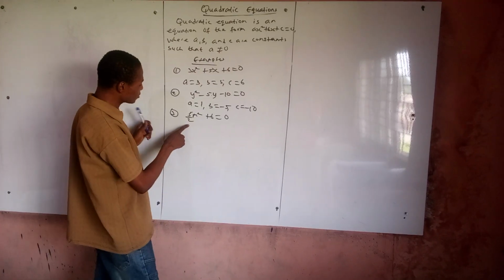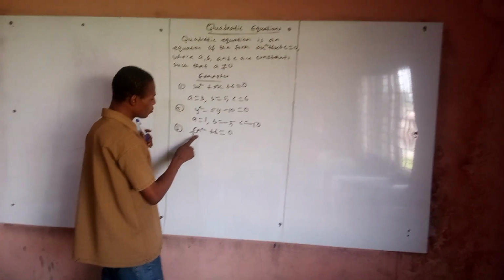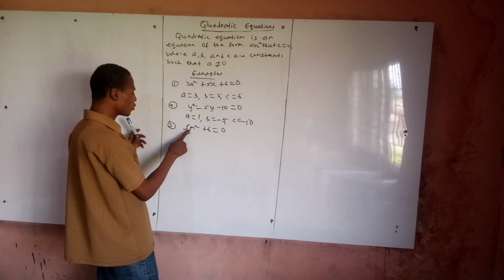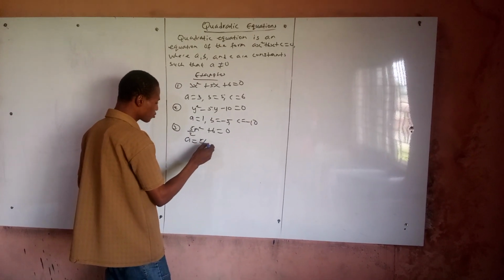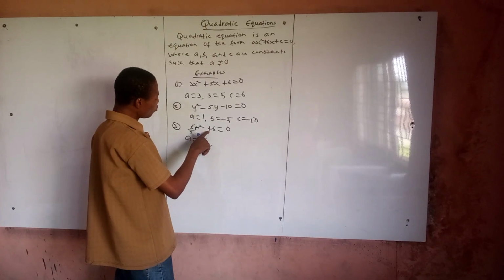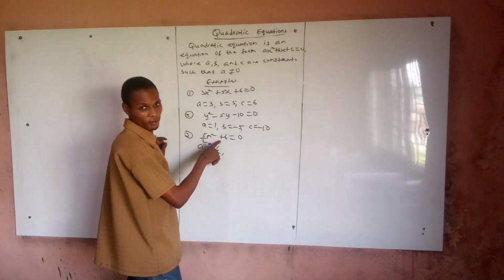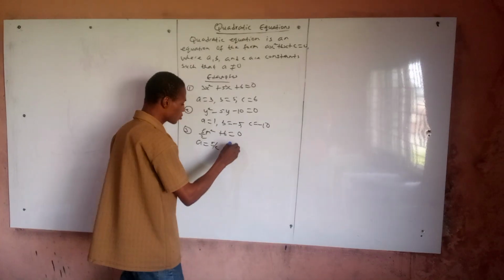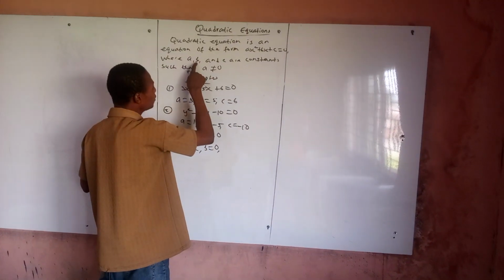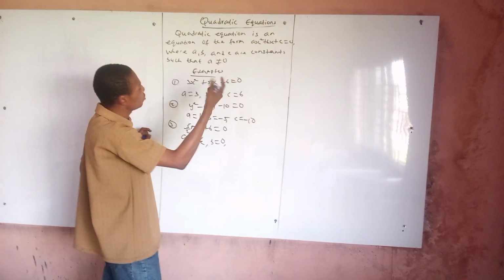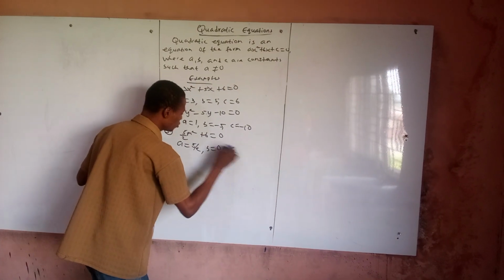Your a is always the coefficient of the variable with the power of 2. The variable with the power of 2 is m, so the coefficient of m squared is 5 over 2. Hence, your a here is 5 over 2. There is no b here, since the coefficient of m is not present, so your b is 0. Remember, your a, b, c are constants. Your b and c can be 0, but your a cannot be 0. Your constant, your c, is 6.